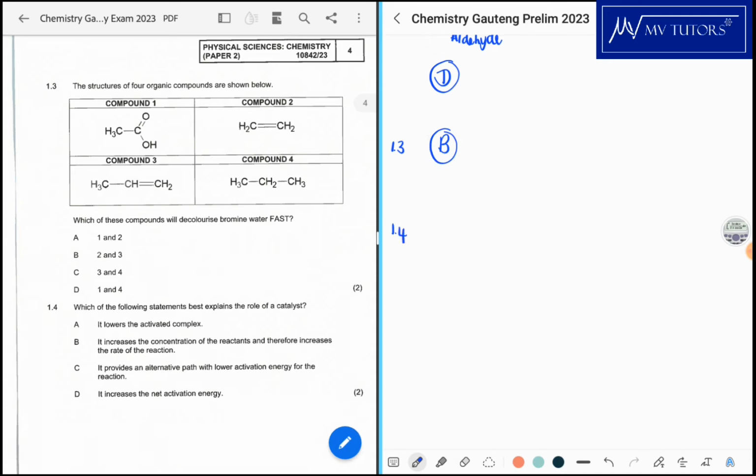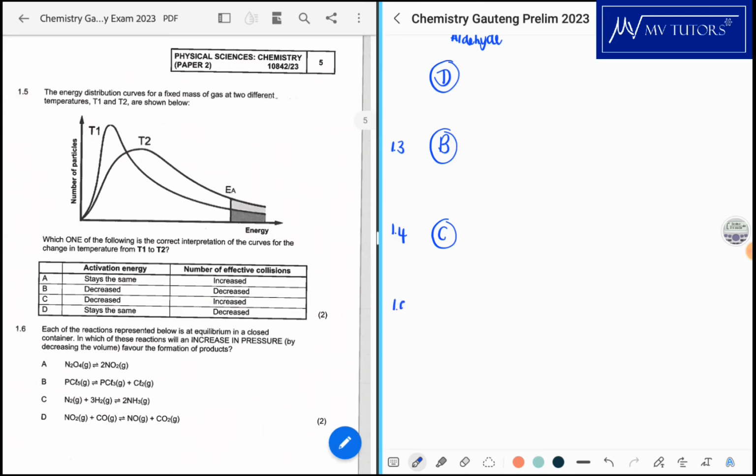Then 1.4, which of the following statements best explains the role of a catalyst? It lowers the activated complex. It increases the concentration of the reactants and therefore increases the rate of the reaction. No. It provides an alternative path with lower activation energy for the reaction. Yes, that does sound correct. It does indeed provide an alternative path with lower activation energy. That is what it does. It really lowers the activation energy. And D, it increases the net activation energy. No. So C is the correct answer. It does lower the activation energy. That is the purpose, or the role, of a catalyst.